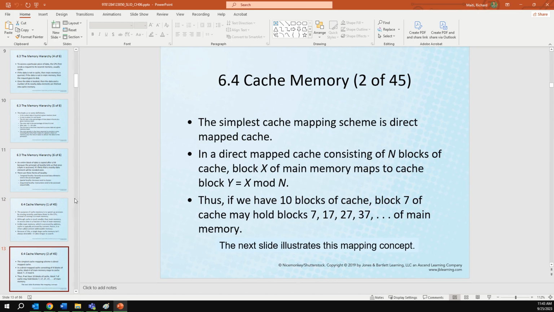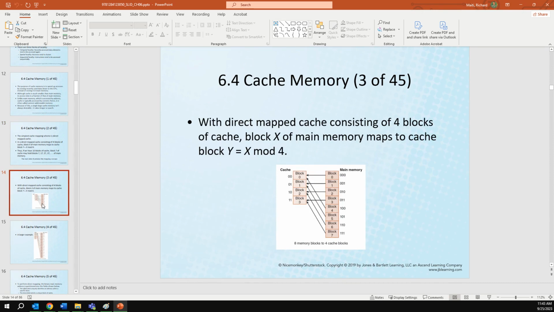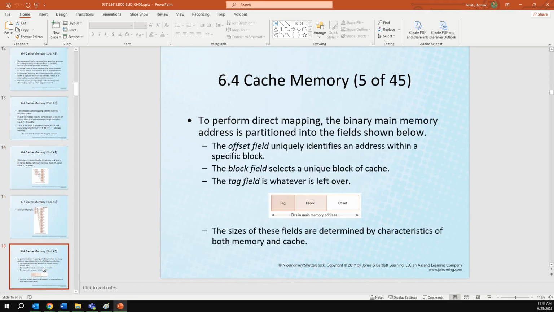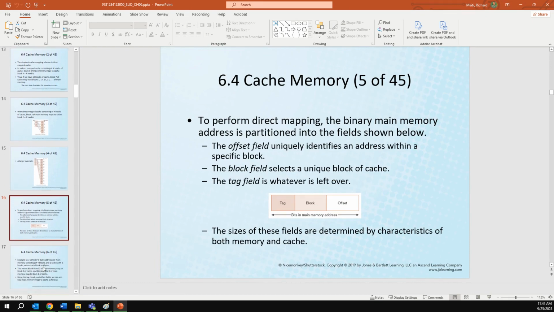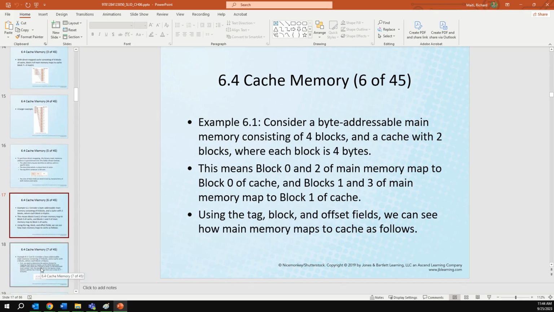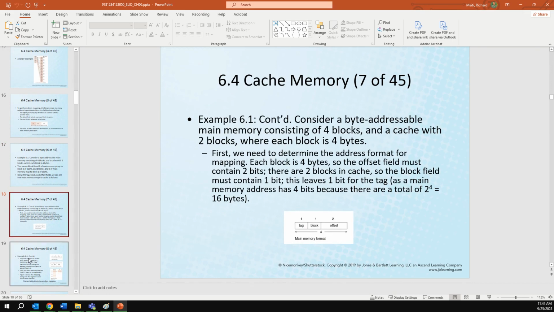So here are some ways that cache mapping works. It goes into more detail here on this slide, and some more detail of how it's directly mapped and how it's accessed. You can take a look at these examples here. Direct mapping, cache memory. So it goes into some more details of different examples of how it's accessed.